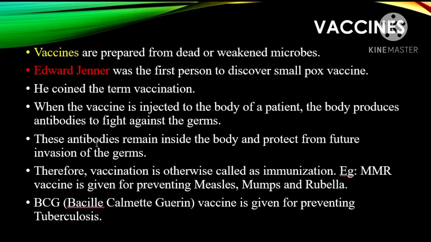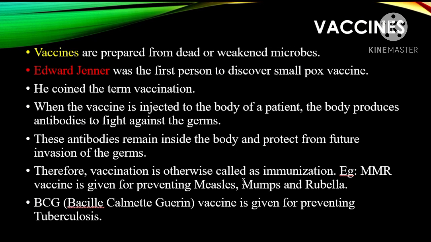When the vaccine is injected into the patient, antibodies are produced, and the antibodies remain inside the body and protect it from further invasion by any germs. Disease-causing agents naturally cannot enter our body, and therefore vaccination is otherwise called immunization. Examples are given here: MMR is given as one example and BCG as another.